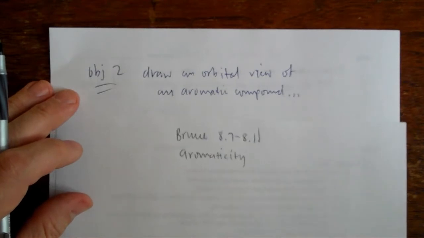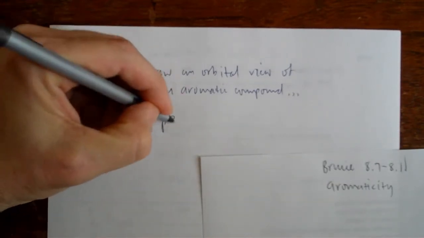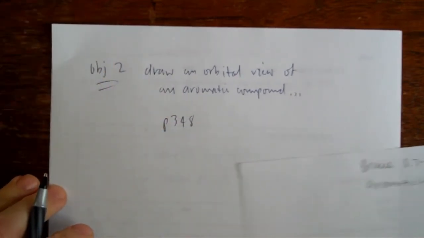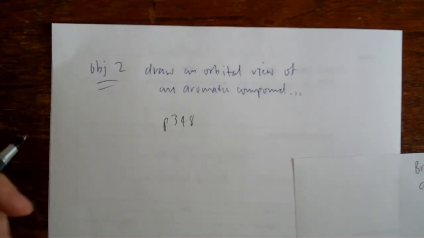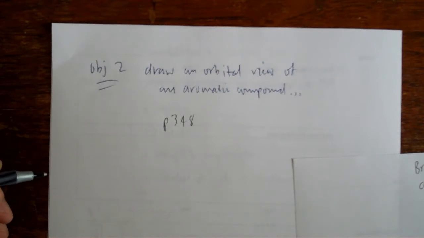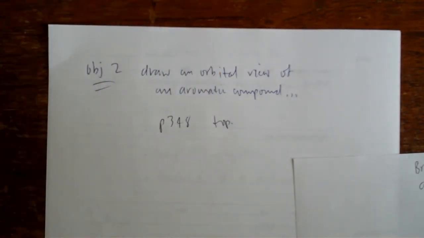Objective 2. Draw an orbital view of an aromatic compound. And you know what? I don't want to spend any time on that right now. I want to say go to page 348 and draw that orbital view. It's got unhybridized p orbitals in purple, sort of teardrop shapes. Okay, so at the top of page 348, that is the example for that objective. Draw an orbital view of an aromatic compound. I think the purpose there is for you to be able to see that the conjugation is complete.